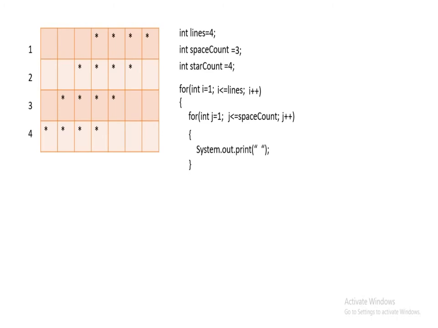Why do we use system.out.print instead of system.out.println? Because if we use system.out.println, then the cursor moves to the next line and space will be printed on the next line. I will show you.